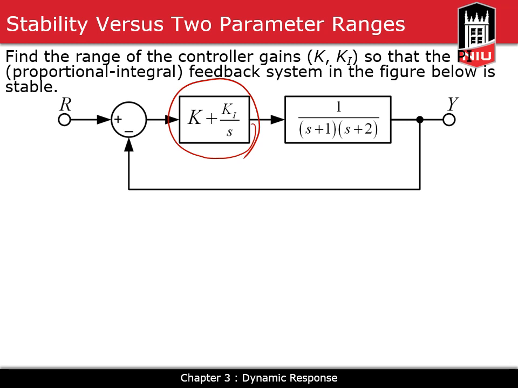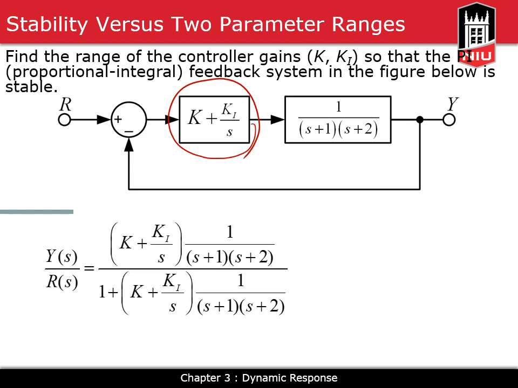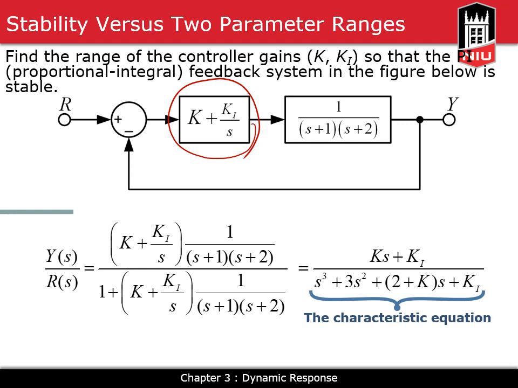The first part is exactly the same as before. We have to find the closed loop transfer function, find its denominator, and the denominator would be our characteristic polynomial. So we'll find the closed loop transfer function, simplify that, and look at the denominator. The denominator has already been simplified and put into the right order. So we have the coefficients in the denominator, 1, 3, 2 plus K, and Ki. We need to put those into our Routh array, the first two rows, and then complete the next two rows.